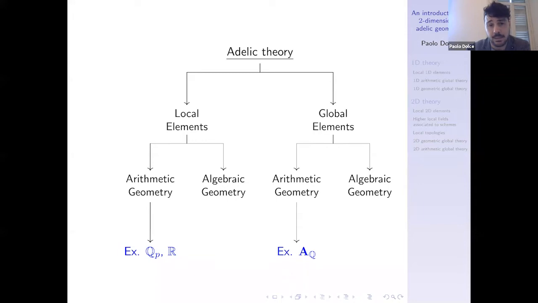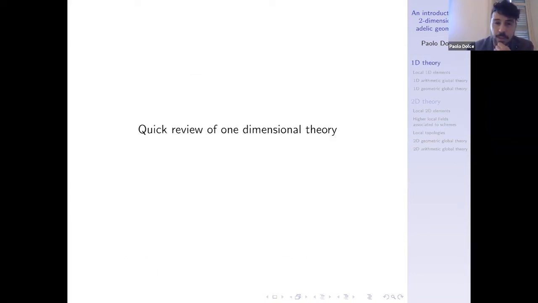So I just can say that these objects will be more or less the same. But what is the difference between arithmetic and geometry is the topology that we put on these objects. And I will be more precise later. So let's say that the constructions between arithmetic and geometry look very similar, but the topologies are different. And so for example, if you follow the branches of this tree, so the local elements, for example, for the field of rational numbers will be the p-adic numbers or R, and the global elements will be the adeles over Q.